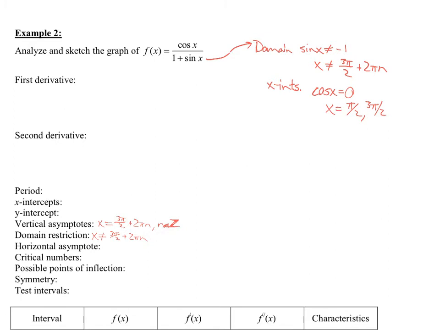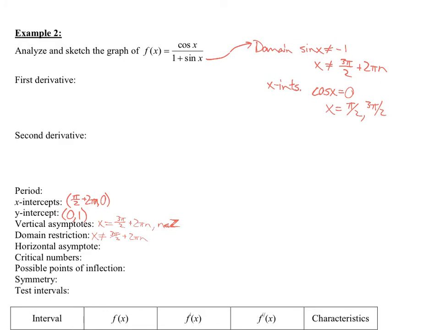So the x-intercepts are going to be at pi over 2, and also any coterminal angle. So I'm going to put a plus 2 pi n in there as well. Okay, so we got a bunch of plus 2 pi n's in this problem here. Y-intercept is 0. Alright, so for the y-intercept, we plug in 0 for x. Cosine of 0 is 1, sine of 0 is 0, 1 over 1 is 1.